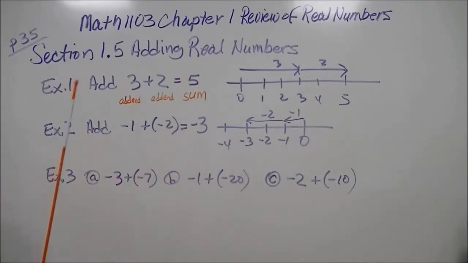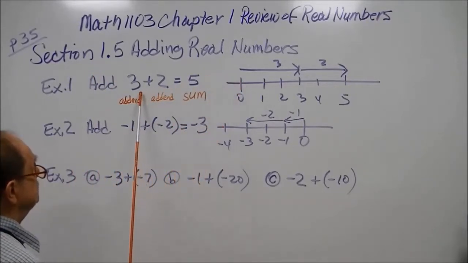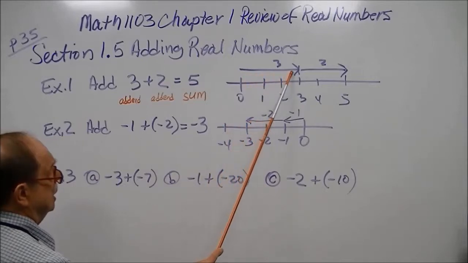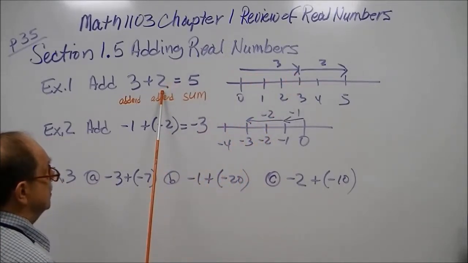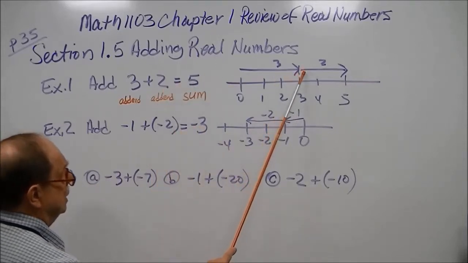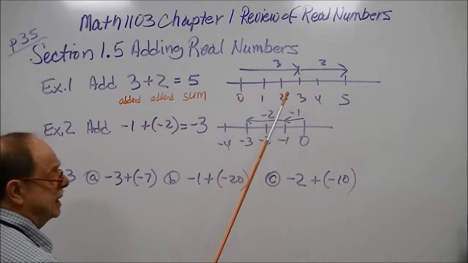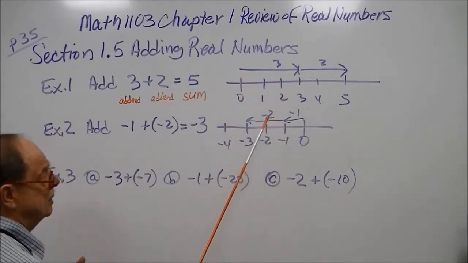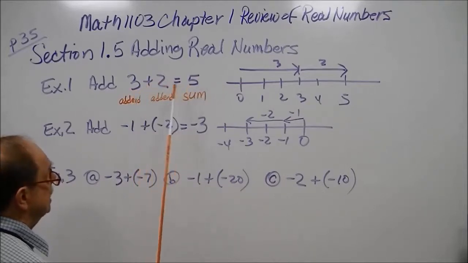And if we show this on a number line, we start at 0 and go over 3. We are now at 3. We're going to add 2 more units to it. We go over 2 more, and we end up at 5. And in a sense, this is the proof or the illustration of our simple adding.